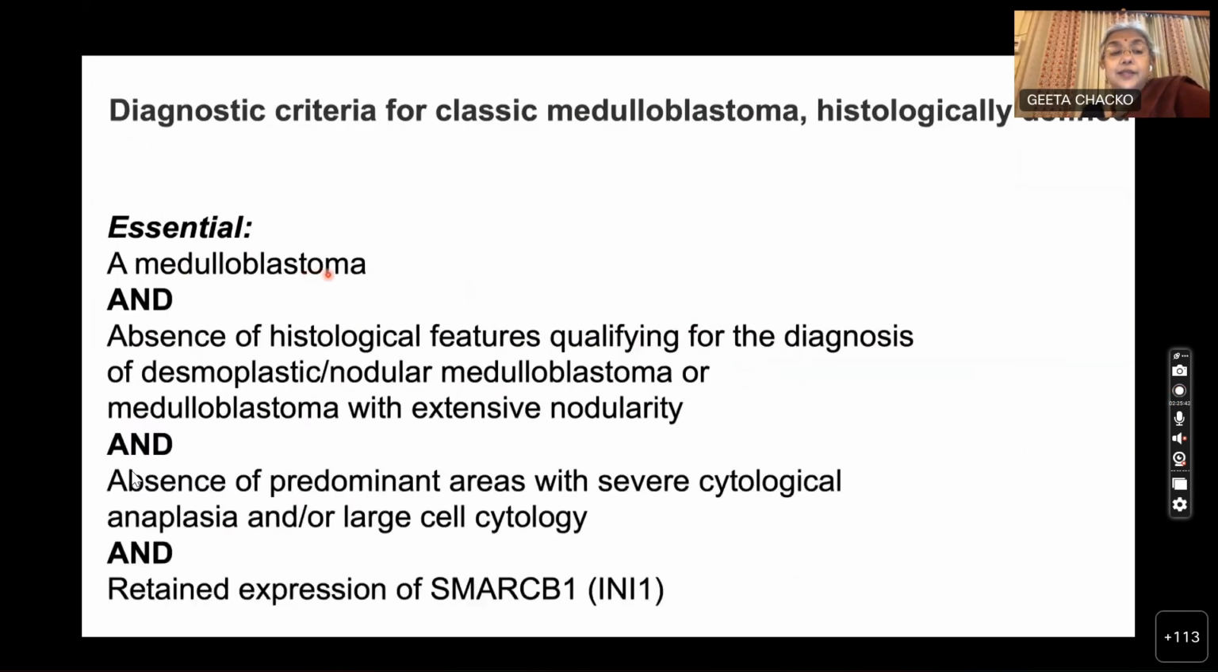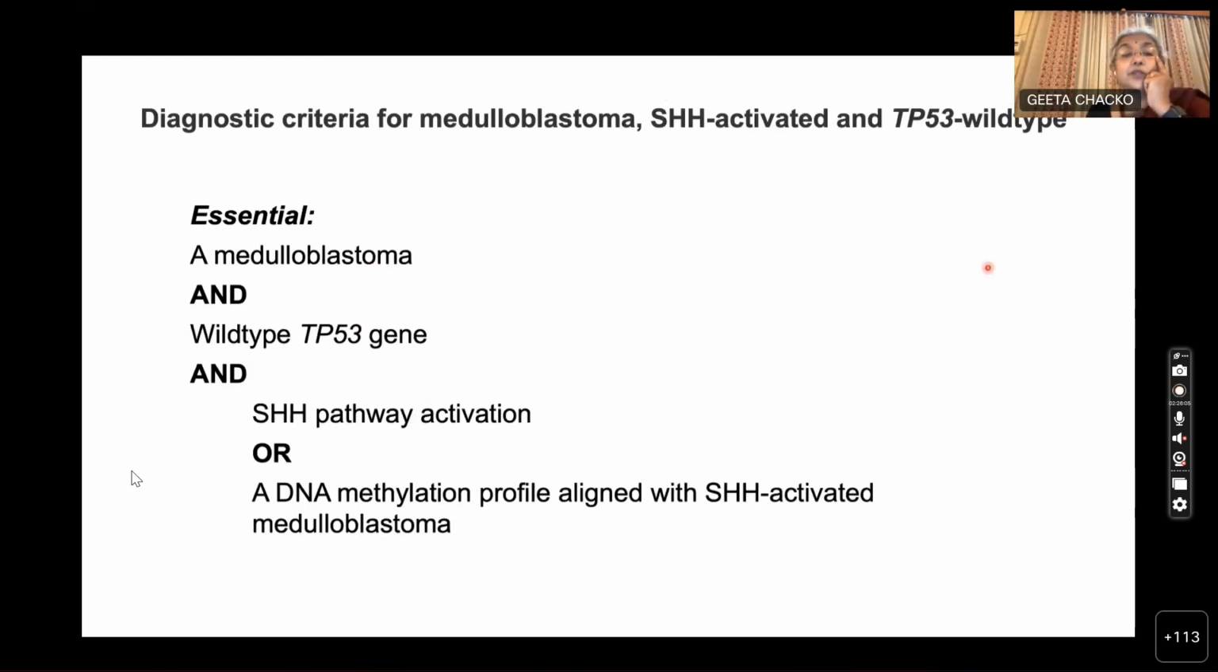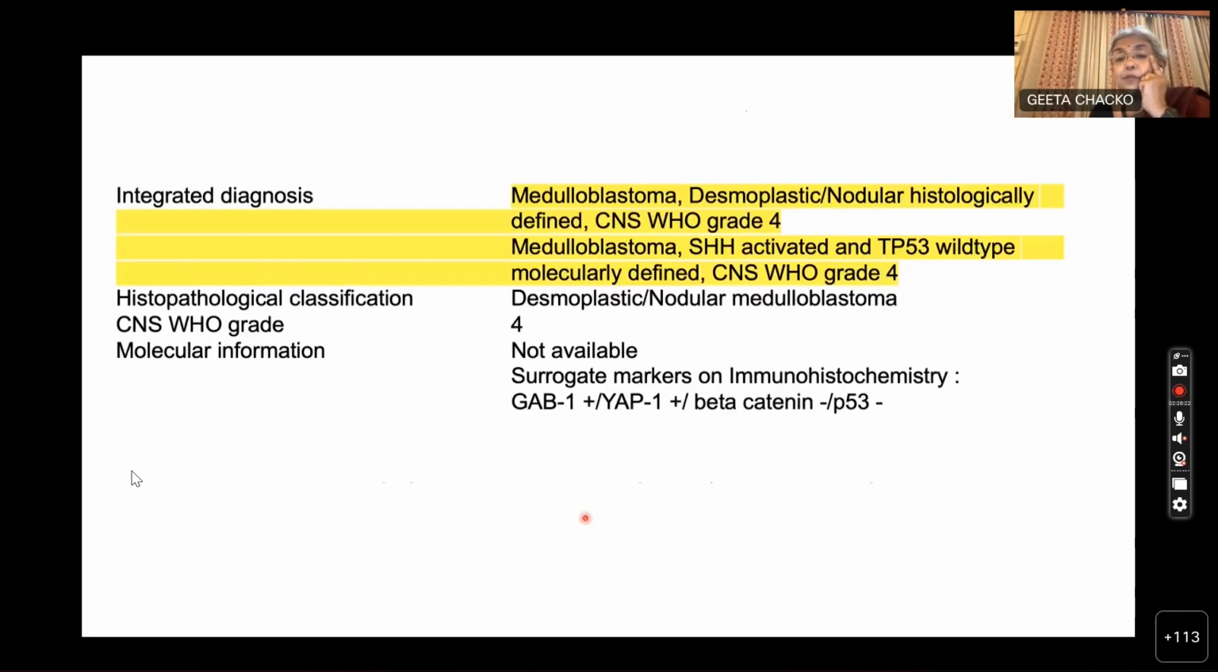So, the essential criteria for histologically defined, WHO only gives the essential criteria for classic, but if one is to apply it to desmoplastic, it has to be a medulloblastoma and should have essential features, probably the desmoplastic nodular appearance. This is only defined for the classic, where it says you have to have absence of this feature and retained expression of INI1. Okay, so SHH activated P53 wild type, the essentials are medulloblastoma, wild type P53, which you have to do with the PCR, and SHH pathway activation with the surrogate markers which we have, which is GAB1 and YAP1, or with DNA methylation profiling.